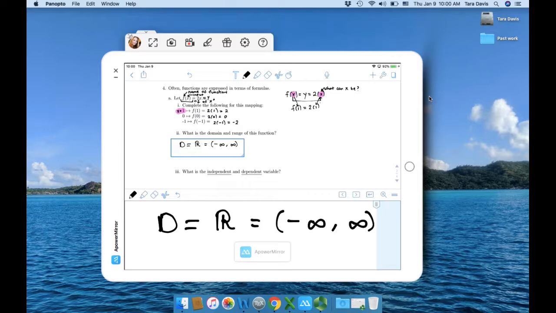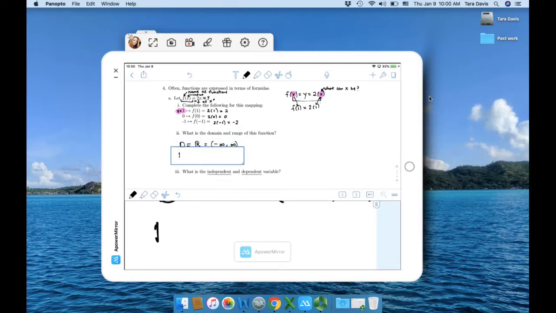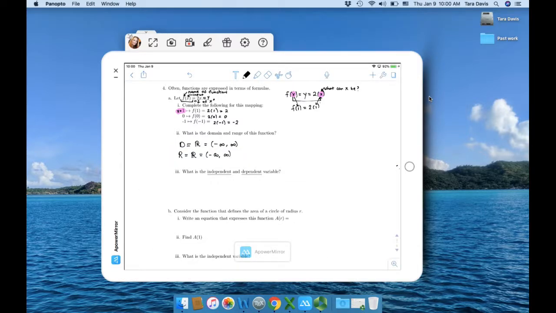Now, the range can sometimes be harder to find, and you have to think, in this case, what are all of the possible outputs or y values of the function? So you're like, what number could equal 2x? But really, any number could equal 2x, because say I want 2x to be a half, then x could be a fourth, and so on. So in this example also, the range is all real numbers, which is negative infinity to infinity. We'll see many other examples. The domain and range don't have to be equal, and they don't have to be all real numbers.